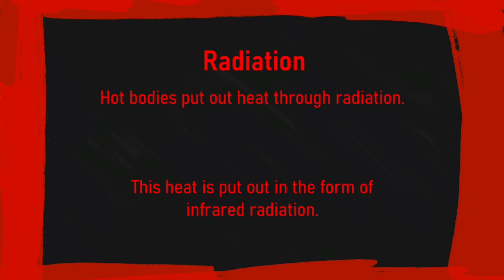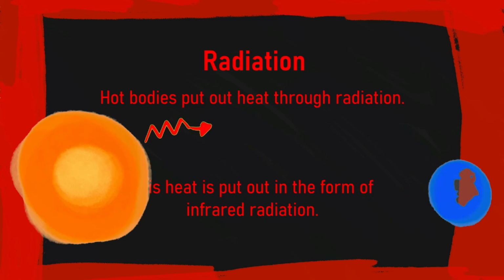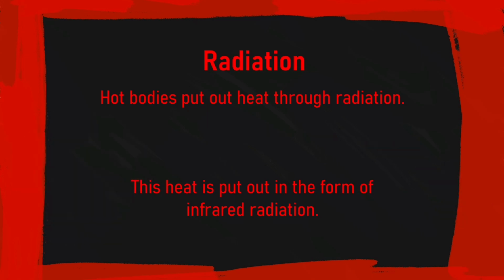Radiation. Hot bodies put out heat by radiation in the form of infrared waves. The hotter they are, the more infrared they can put out. This is the way the heat from the sun reaches us. You can also feel radiated heat if you put your hand beside a hot object. Just be careful not to put your hand on the hot object.